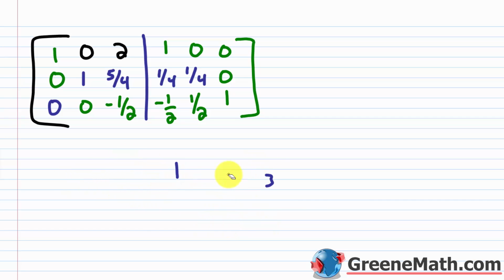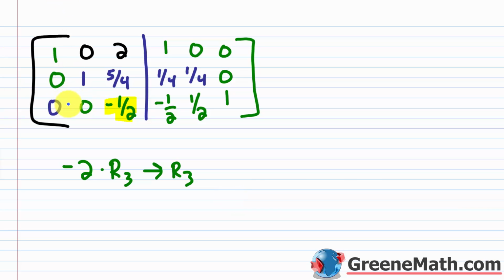Okay, so now we are getting close to the end, okay? So we want to get a 1 here as our first thing to do in this kind of column here. So to do that, I'm just going to multiply row 3 by the reciprocal of negative 1/2, which is going to be negative 2. So negative 2 times row 3, that's going to give me my new row 3. And so let's go ahead and do that.